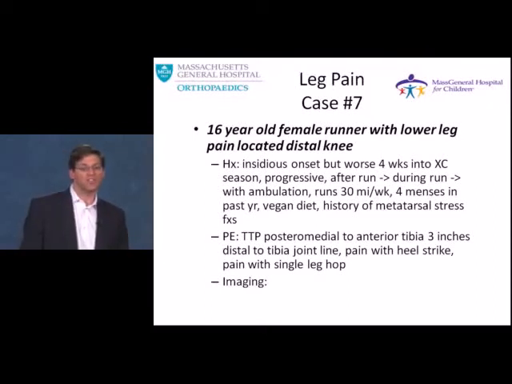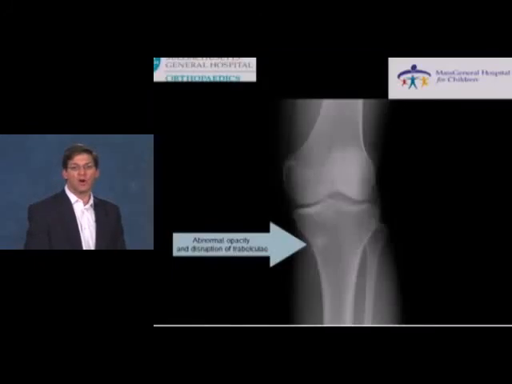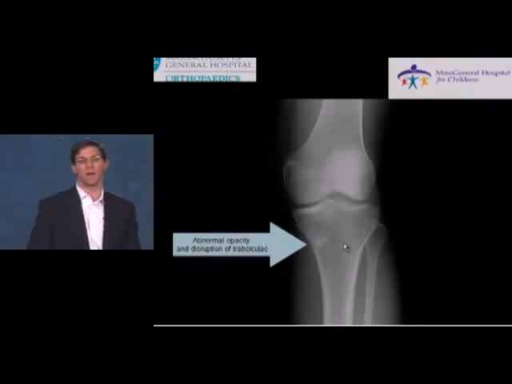On examination, she has tenderness to palpation of the posterior medial and anterior tibia, about 3 inches distal to the joint line. And she does have pain when you strike her heel and pain with a single-legged hop. When you get her x-ray, you see this very faint band of sclerosis within the tibia. In this setting, this is a tibial stress fracture.